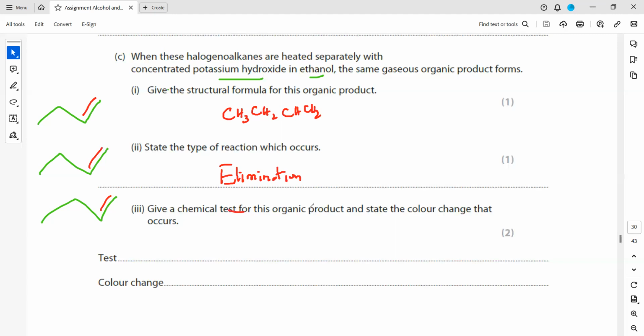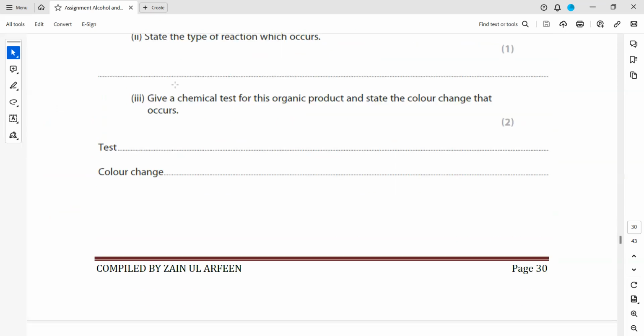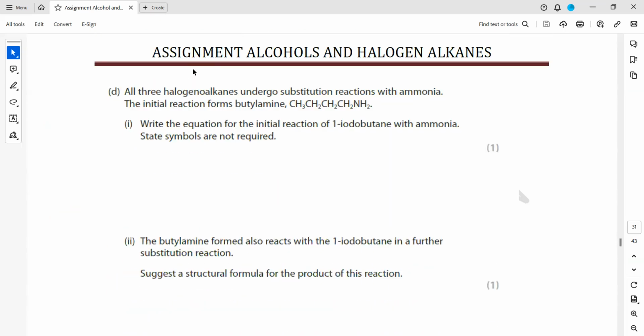Give a chemical test for this product and state the color. Because it's an alkene, what is the test for alkene? We can add aqueous bromine and it will decolorize, or change from orange to colorless. Because all the alkenes can be tested by using bromine water.